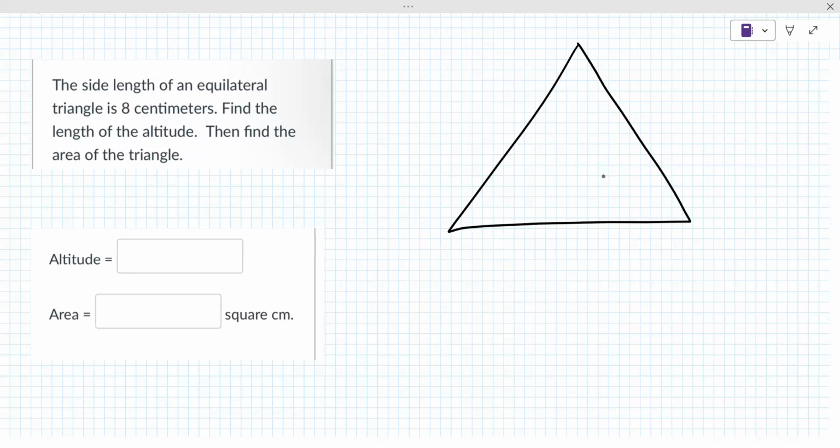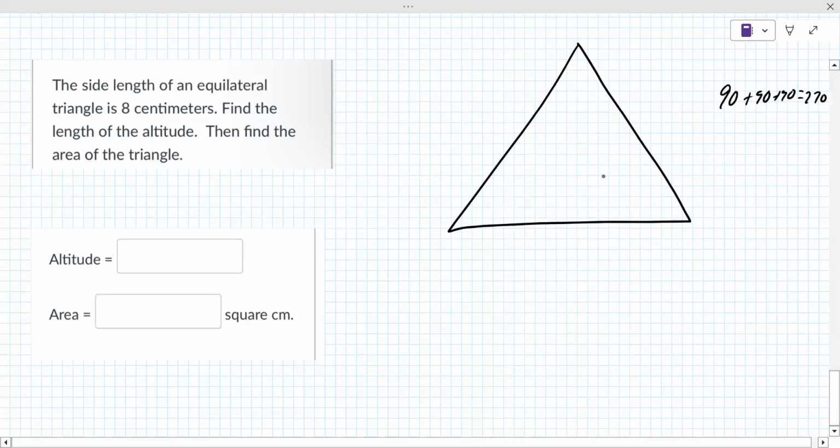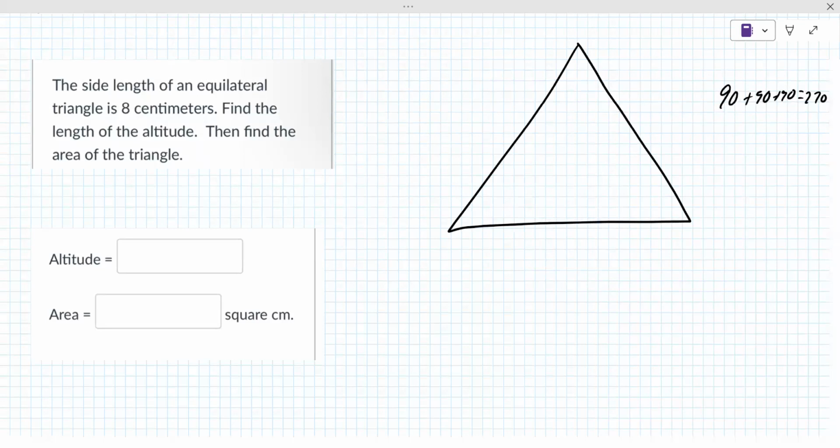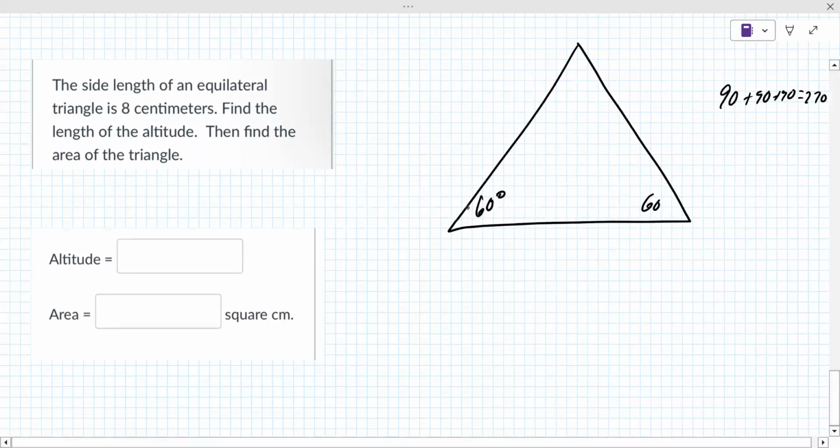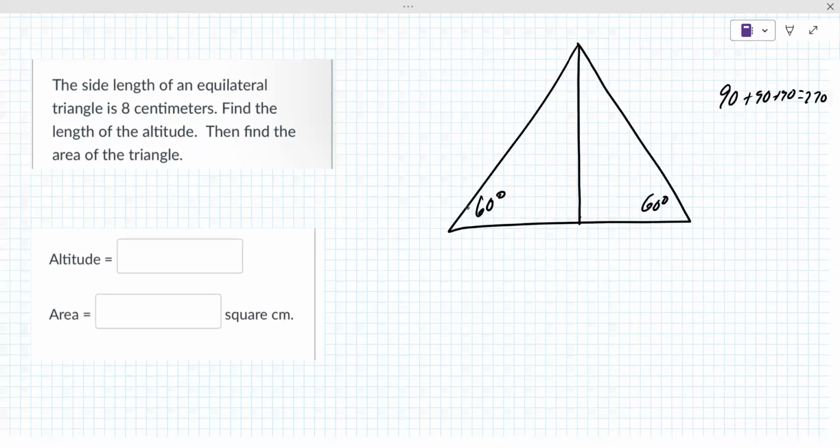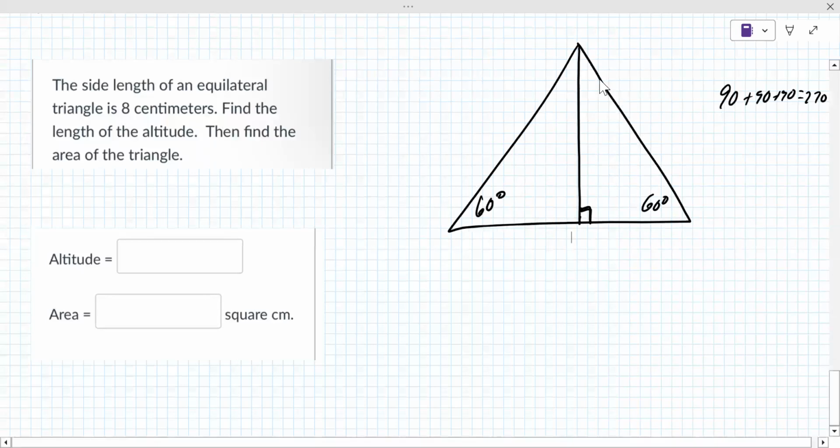90. 90 plus 90 plus 90 is 270. What do the 3 angles in a triangle add up to? 180. So divide 180 by 3. 60. So they're all 60, but I'm just going to draw the ones down here. When you drop an altitude down, it meets at a 90-degree angle. What does that make this angle up here at the top inside the smaller triangle? 30. So notice it's a 30, 60, 90 triangle.